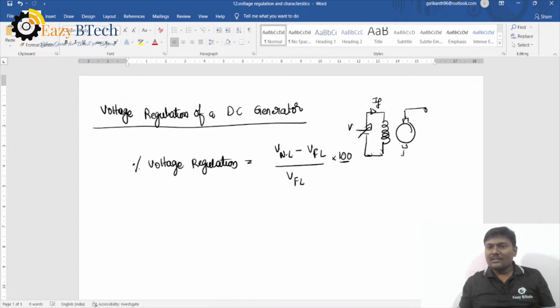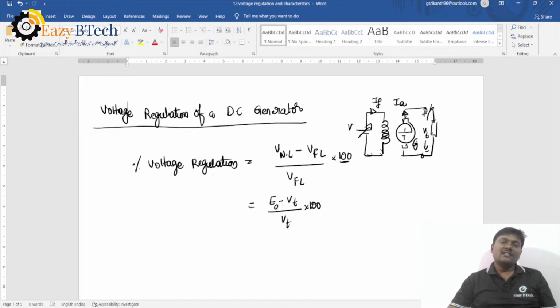the terminal voltage of the DC generator is Vt. The generated EMF is Eg. Under no load conditions, the Ia value is small, and we can write it as E naught minus full load Vt, divided by Vt, into 100.